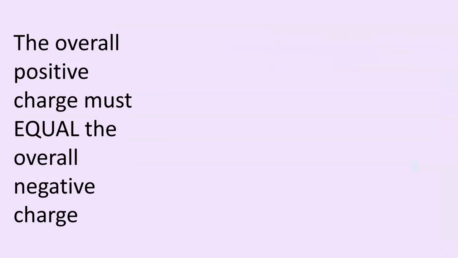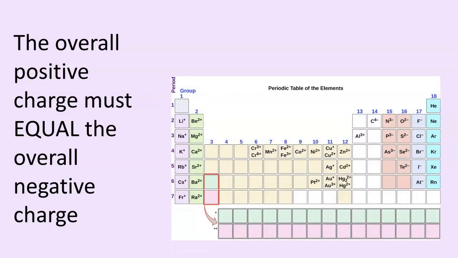Now, the overall positive charge has to equal the overall negative charge in order to have a neutral compound. And if you're confused about neutral compounds, there are definitely videos in the video library that can help you. Namely, chemical formulas and names from individual ions might be a good place to start if you're confused about that.